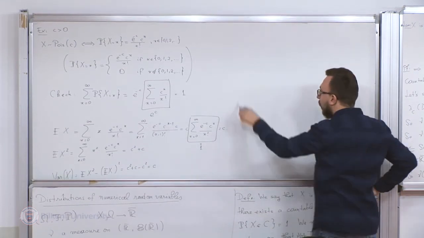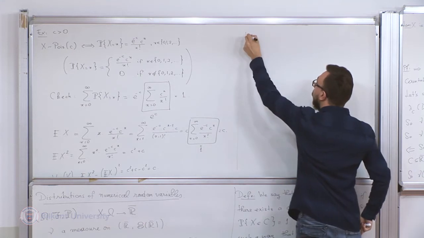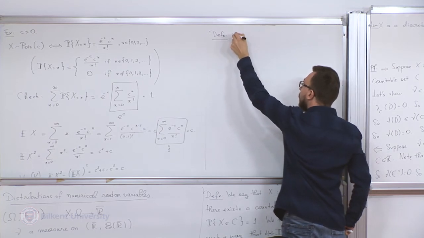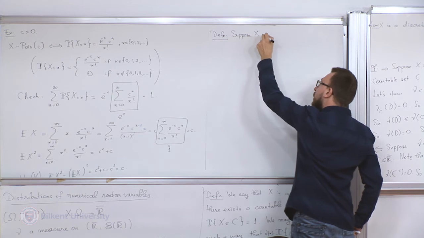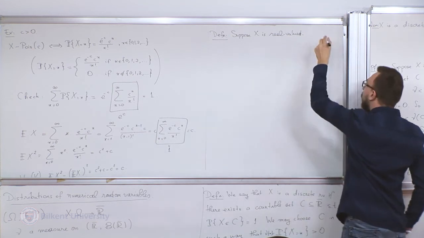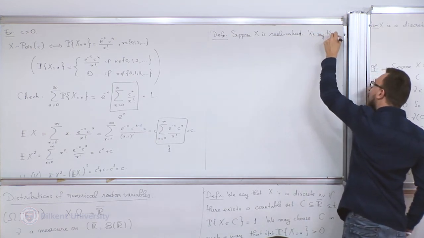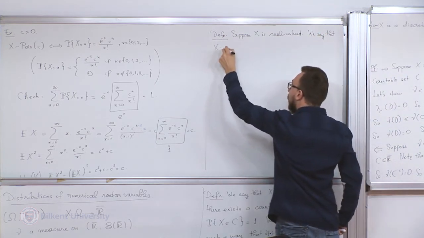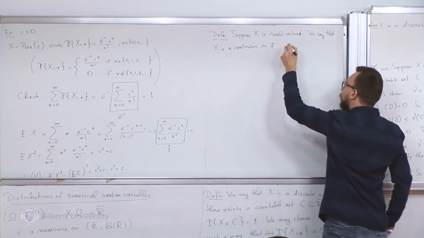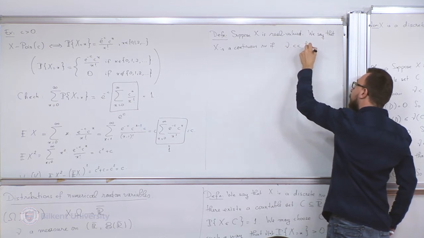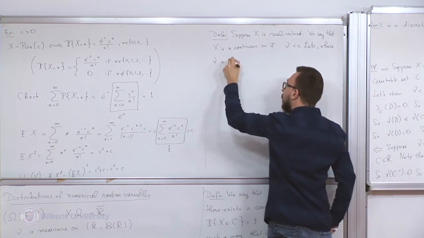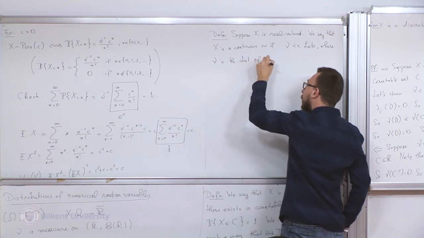So let's define continuous random variables. Let's assume x is real valued. Suppose x is real valued. We say that x is a continuous random variable if its distribution is absolutely continuous with respect to the Lebesgue measure. So let me just remind you that where nu is the distribution of x.